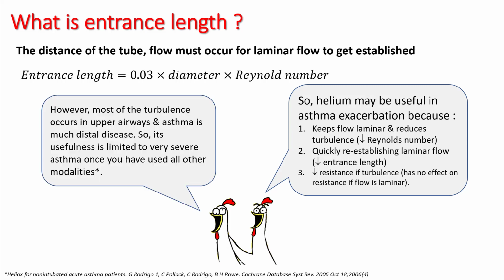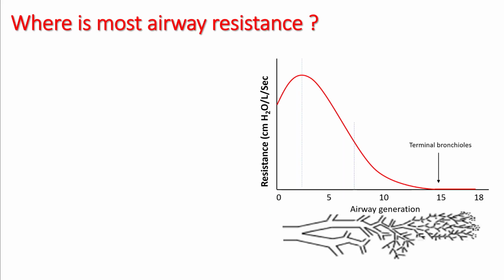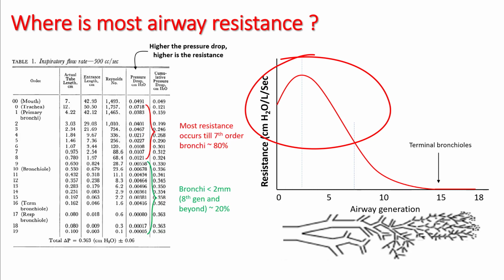However, remember that most of the turbulence occurs in the upper airways, and asthma and COPD are much more distal diseases, so its usefulness is limited to very severe asthma. Most of the airway resistance is in the initial generations of the bronchi. In fact, 80% of the resistance occurs up to the 7th order bronchi. Look at the pressure drop, and the higher the pressure drop, the higher the resistance. You can see that the pressure drop in the earlier airway generations is much higher than the later generations.